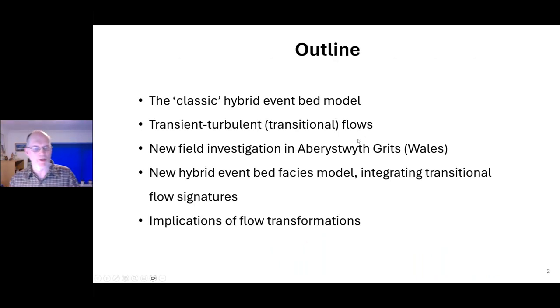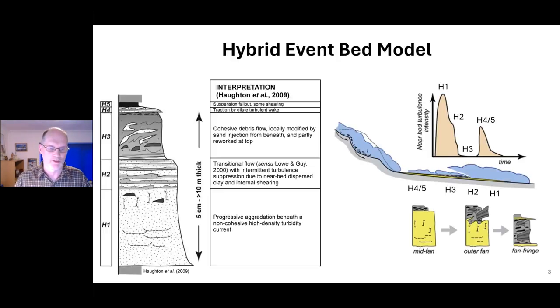I will start with a short description of hybrid event beds, the classical model for hybrid event beds, and also cohesive clay-laden sediment gravity flows that are transitional between turbulent and laminar. Based on new field data from the Aberystwyth Grits Group in Wales, I will then update the existing hybrid event bed facies model by integrating transitional flow signatures, and finally discuss how this model can be used to interpret sedimentary processes, focusing in particular on flow transformations.